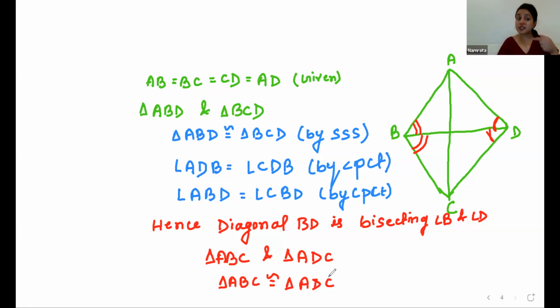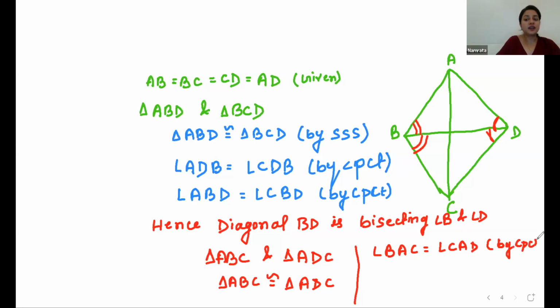Now to prove this congruency, I am leaving it to you: side angle side, side side side, angle side angle, you have to check which congruency rule is working over here, and then prove that these two triangles are congruent with each other. Once you prove that, we can say that angle BAC must be equal to angle CAD by CPCT, corresponding part of congruent triangle.